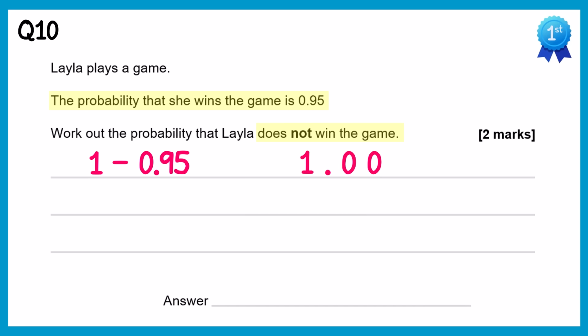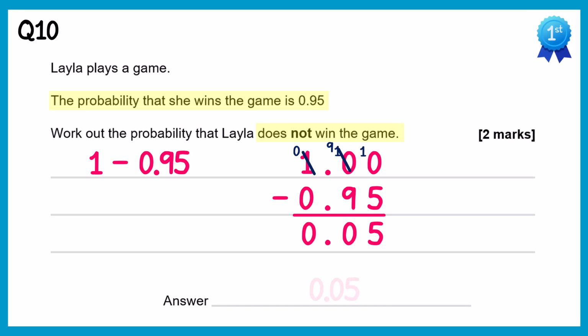Let's write out a subtraction for 1 subtract 0.95. And to do this one, we'll cross out the 1, replace it with a 0, and then carry that 1 over to the next number. Then cross out this 10, make it a 9, and carry the 1 over to the next number. And now we can do the subtraction. On the right hand side, we have 10 subtract 5, which is 5, 9 subtract 9, which is 0, then a decimal point, and 0 subtract 0, which is 0. So the answer is 0.05.